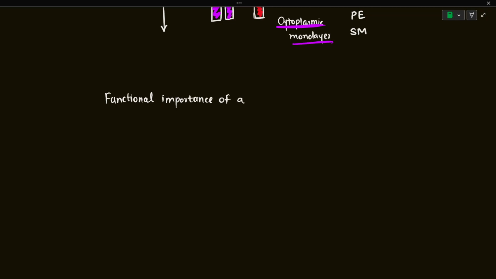Functional importance of asymmetry. So why not distribute the lipid molecules symmetrically? Why doesn't the cell distribute them equally? Because it has a very important role in downstream signaling. Whenever a signal arrives at the cell, during the passing of the extracellular signal to the intracellular molecules, or whenever any kind of intracellular molecule gets activated and has to signal downstream, the asymmetry helps. So let's now list some examples of how in different scenarios this asymmetry plays a role.